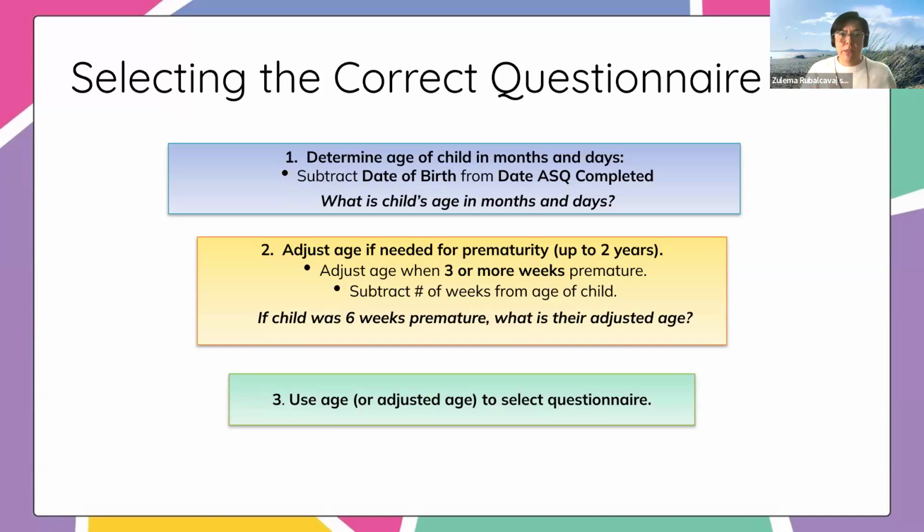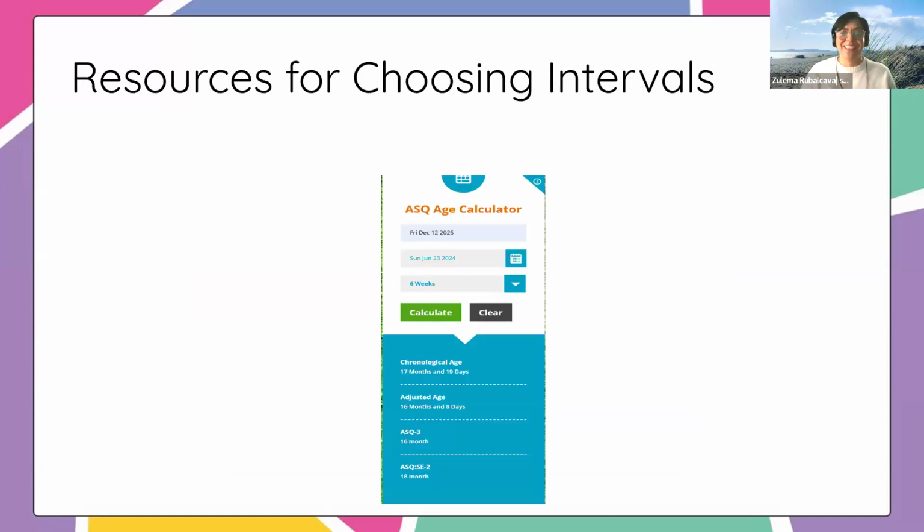So don't think that you have to do this, right? There are tools that will do this for you. So this is an ASQ calculator that you can find on the agesandstages.com website under free resources. You put in the child's date of birth, you put in the date that you're going to hand these out, you put in the number of weeks, and it calculates for you. Right there, you can see their chronological age, right? Their age today, their adjusted age, and then it tells you exactly which questionnaire you should give them.